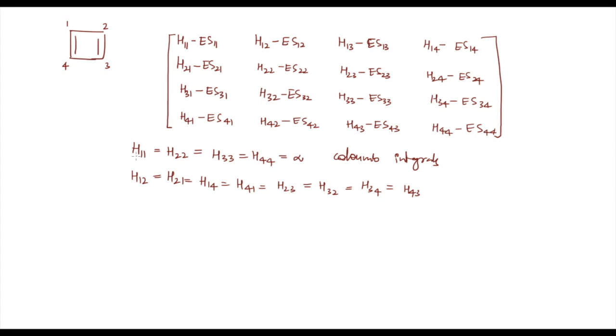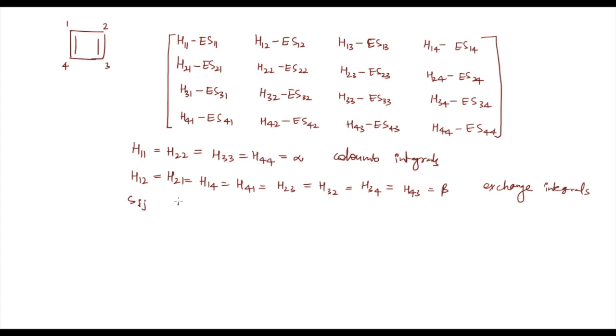That means first of all we have separated out all those where the values of i and j are the same. They are going to be alpha. For those whose i and j are different, they are going to be called beta. And these are called the exchange integrals.